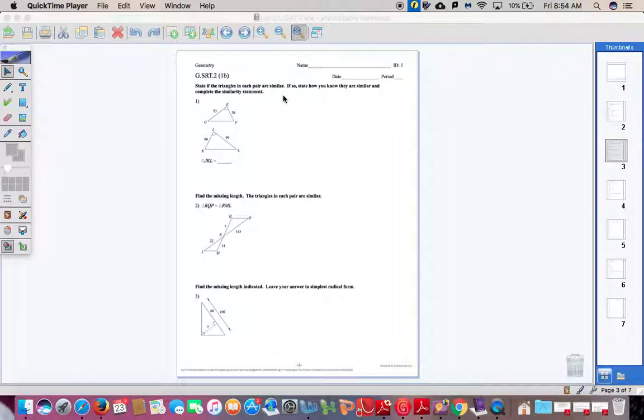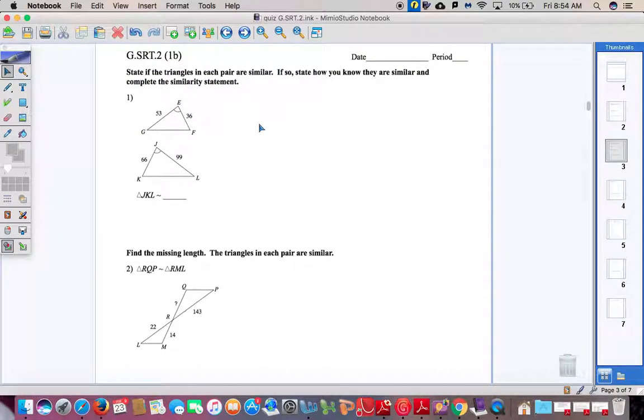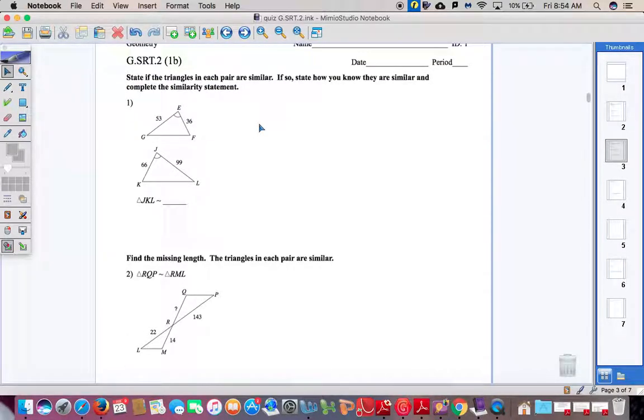Okay, I'm going to review your quiz with you. This was the quiz for the standard G.SRT 2, and we have discussed the scales that go along with this. So your first question, if you had 1B, was to state if the triangles in each pair are similar. If so, state how you know that they're similar, and complete the similarity statement.